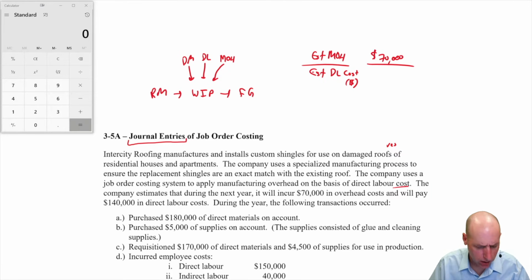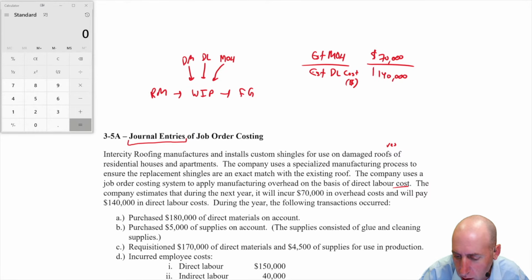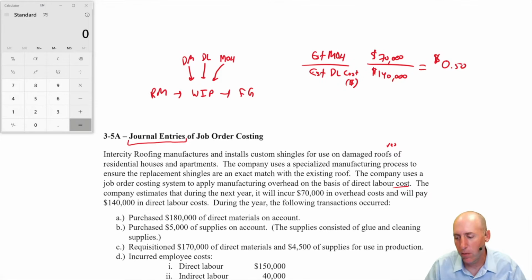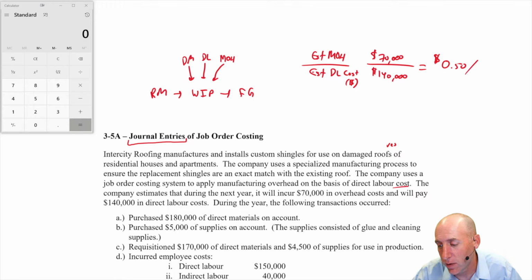And we'll pay $140,000 in direct labor cost. Okay, so there's our estimated direct labor cost. So I did the ratio. It's 50 cents. It's 0.5, right? 70 divided by 140, it's half. So for every dollar I spend on direct labor, I will spend 50 cents on overhead. It's 50 cents per direct labor dollar.